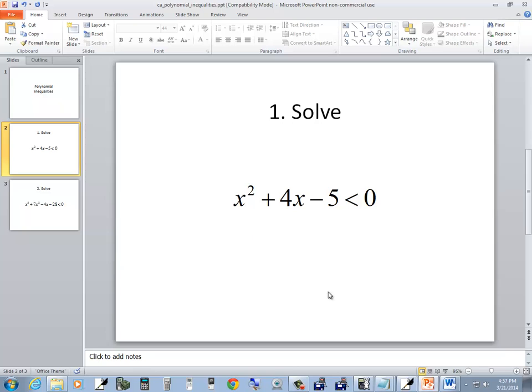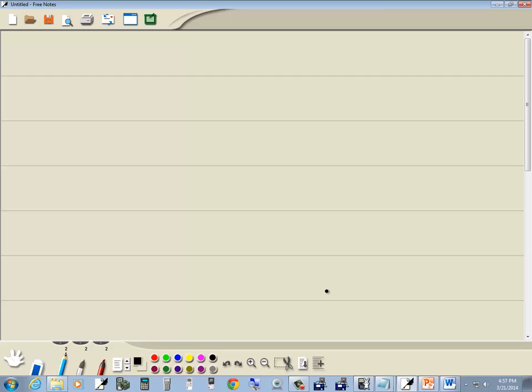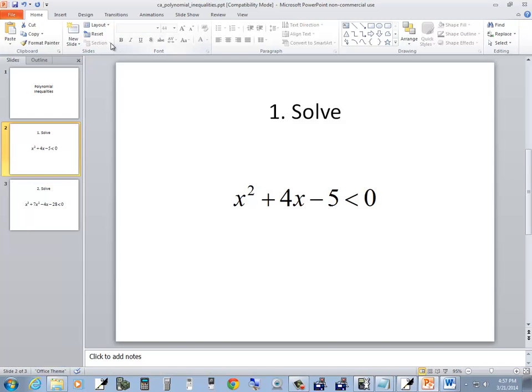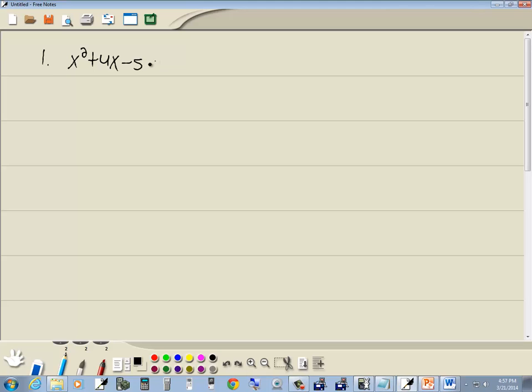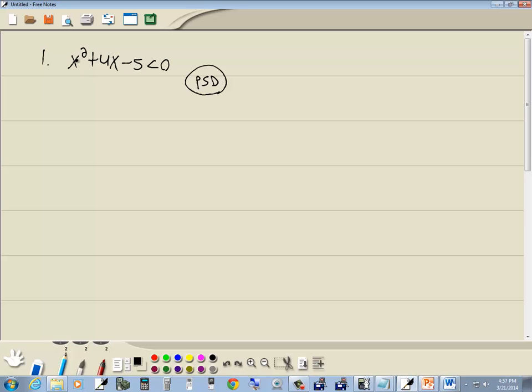Our first problem. We got x squared plus 4x minus 5 is less than 0. I'm not going to go over factoring here. If you don't know how to factor, then you need to cover that first. But if we go through our steps, first step, get everything on the left side, 0 on the right. Well, that's done. Our next step is to factor the left side.